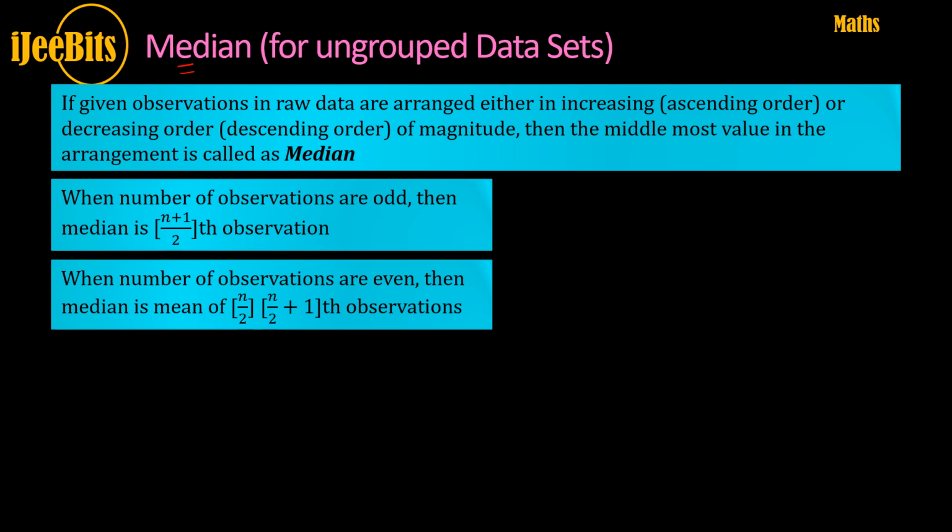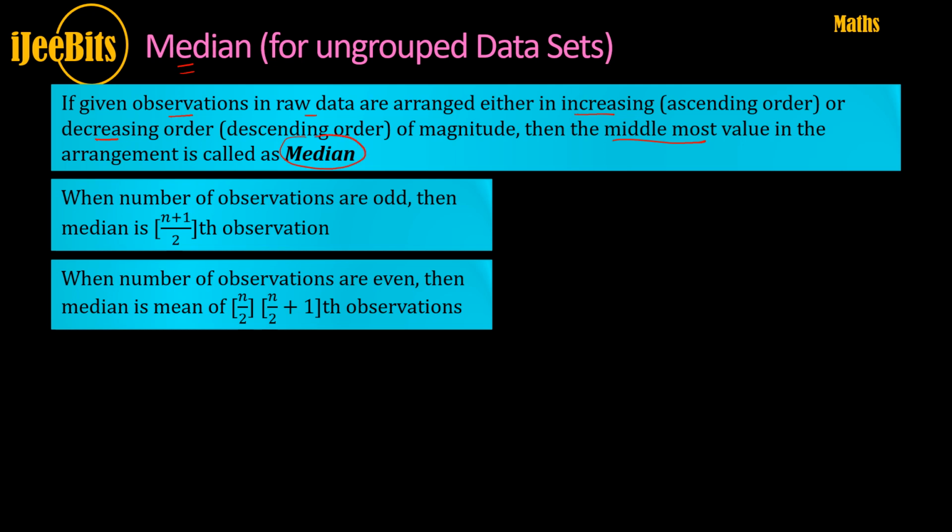Let's talk about median a little. Let's say we have observations from the raw data. We don't know whether they are randomly given or arranged in a specific order, but we have to arrange them in either increasing or decreasing order. It doesn't matter, but one arrangement has to happen for the given data. Once you arrange, then you find the middlemost from the arrangement. The middlemost is what we call the median. That's the definition. Are you clear?